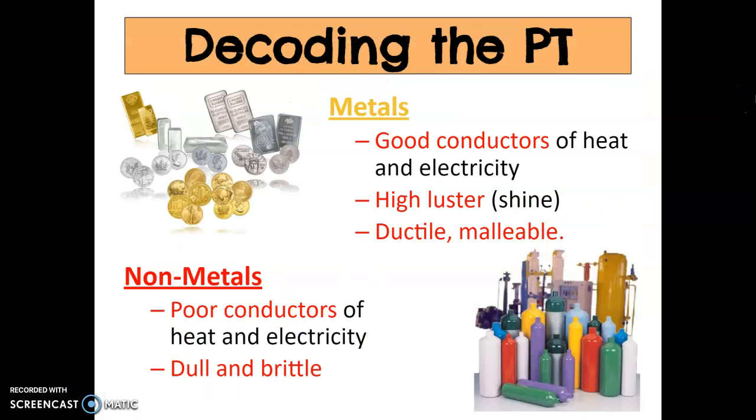All right, so let's talk about the properties of these different elements. Metals that are on the left-hand side of the table are good conductors of heat and electricity. They have high luster, so they're shiny, and they're also ductile and malleable. This means that they can be molded into different shapes. So think about jewelry like silver and gold. It'll mold and keep its shape.